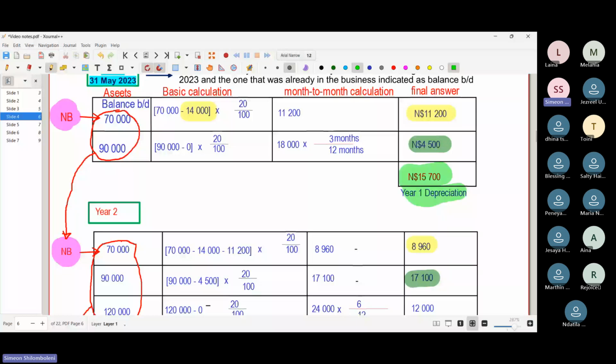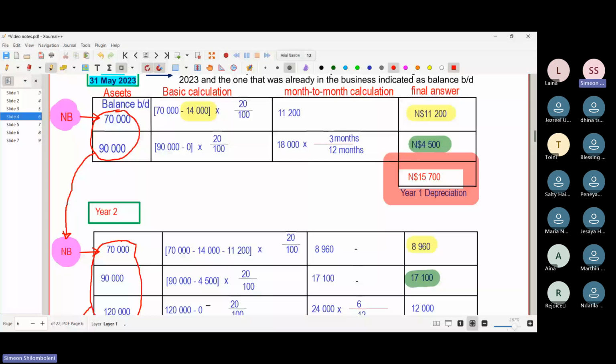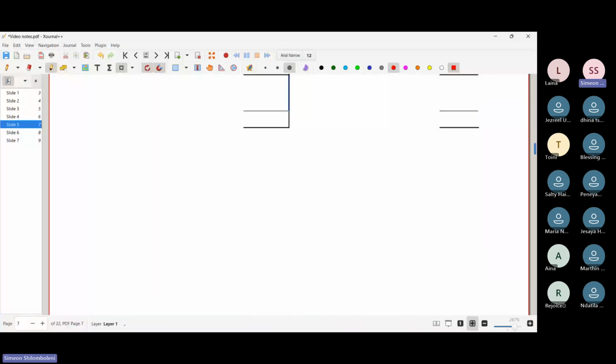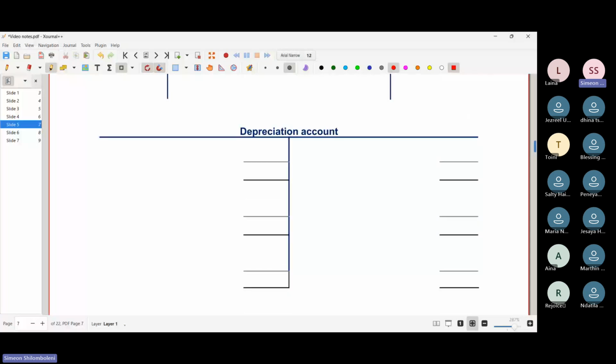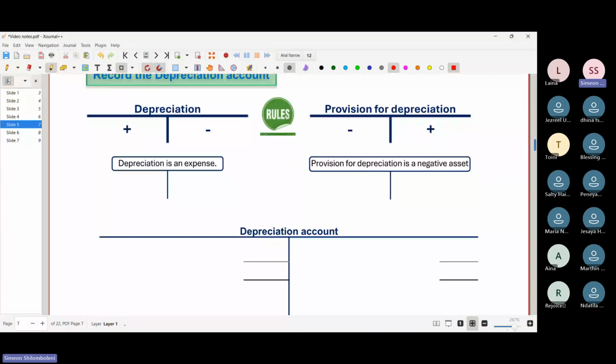Maybe I must do this. You must first record depreciation for year 1. Then you go to depreciation for year 2, then depreciation for year 3. Let's quickly record depreciation for year 1. Depreciation, we know that it's an asset. I don't have to go through these basic guidelines. They are also in your notes that I already gave you. Depreciation for year 1, if I remember correctly, I think it's 15,700, but I'll just verify quickly.